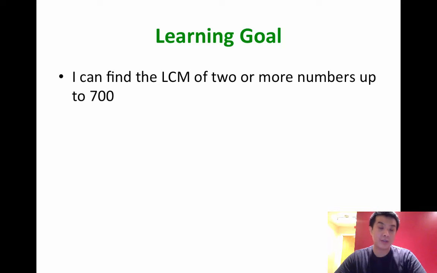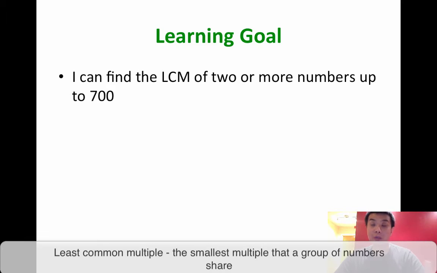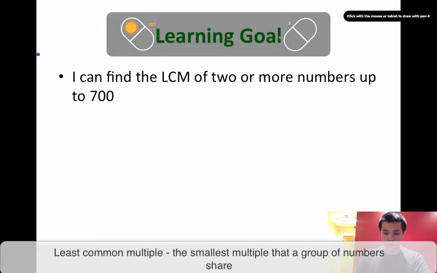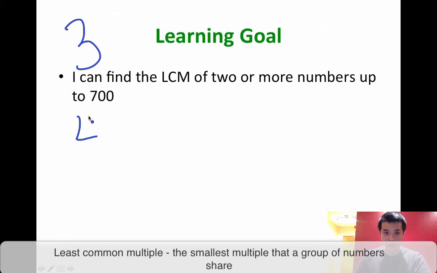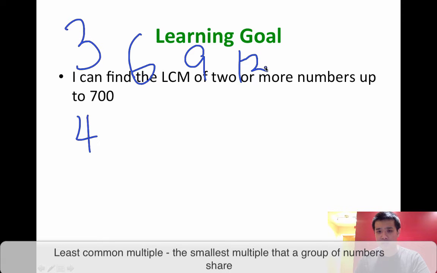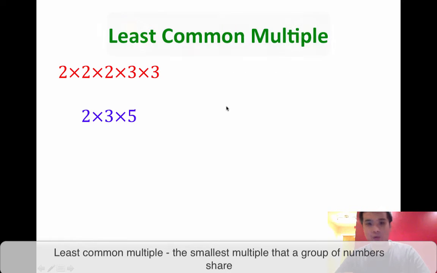Now, the LCM is also known as least common multiple. The least common multiple between numbers is the smallest multiple that all the numbers share. So, for example, the least common multiple of 3 and 4 would be 12, because 3, 6, 9, 12. 12 is shared by 4 and 3. Okay?